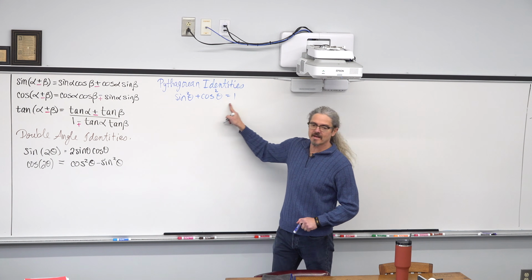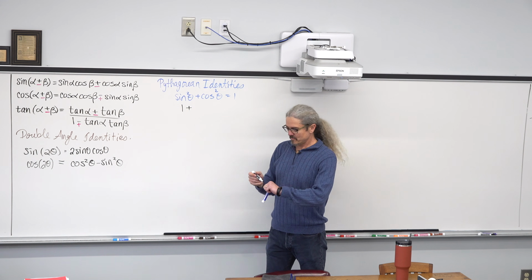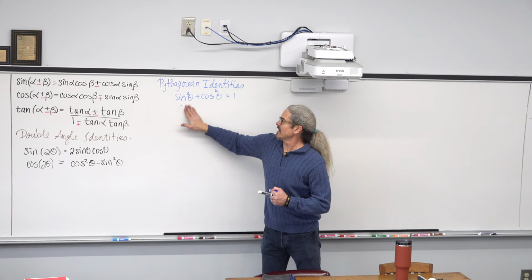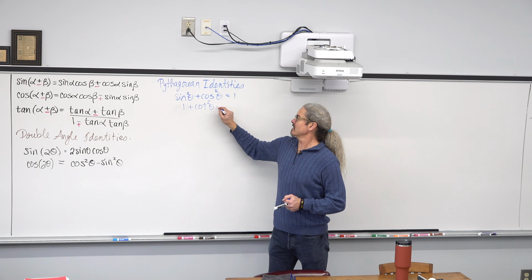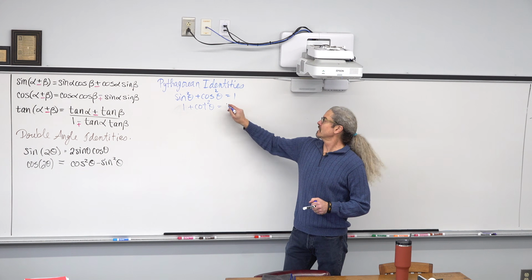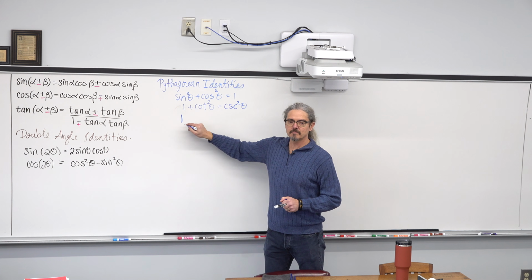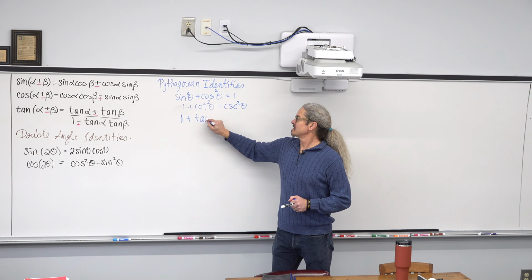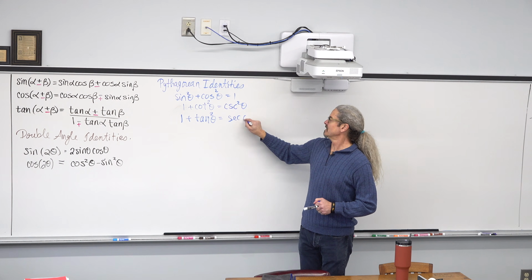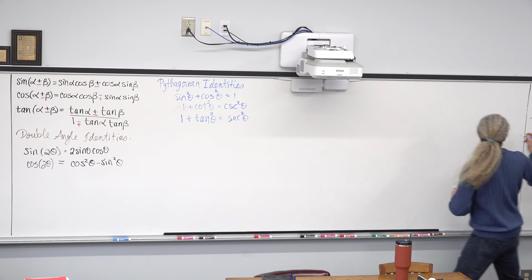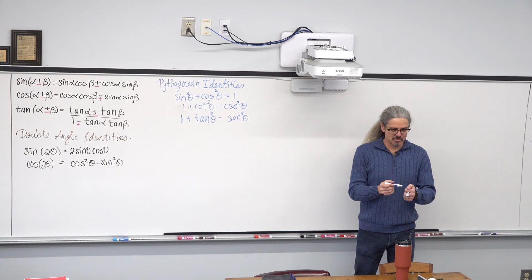What are the other 2 Pythagorean identities? 1 plus cotangent squared, okay. 1 plus cotangent of theta squared is equal to cosecant squared theta. And 1 plus tangent of theta squared is equal to secant of theta squared. And those will come into play as we continue today's journey.